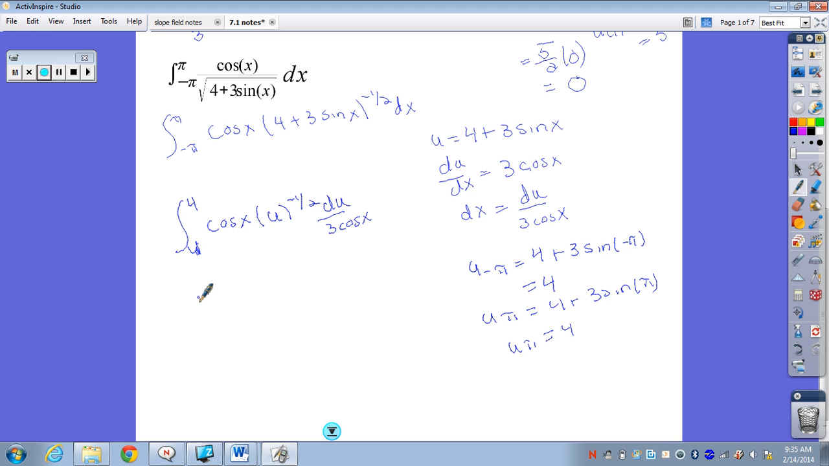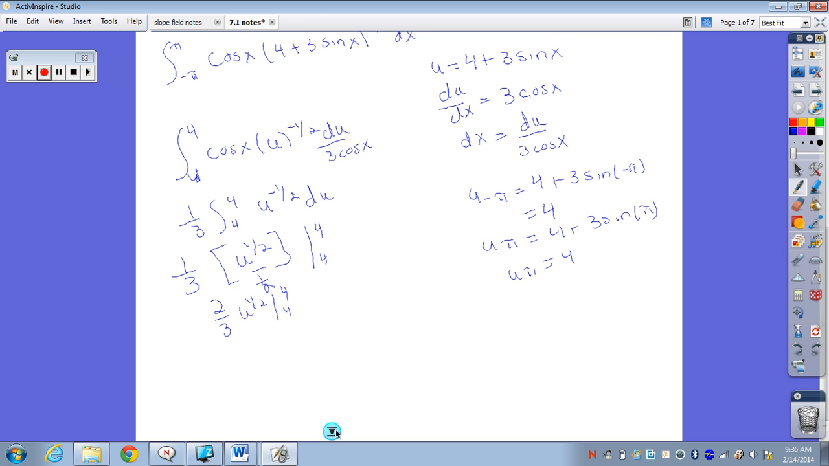And if we simplify, we would get 1/3 the integral from 4 to 4 of u to the negative 1/2 du. Okay? And you don't have to, again, it's 0, but just to practice, just in case, because a lot of them on the homework will not be 0. So we would integrate, we'd have 1/3 times u to the 1/2 divided by 1/2, and we're going to evaluate from 4 to 4, and then if we multiply by the reciprocal, we get 2/3 u to the 1/2 evaluated from 4 to 4.